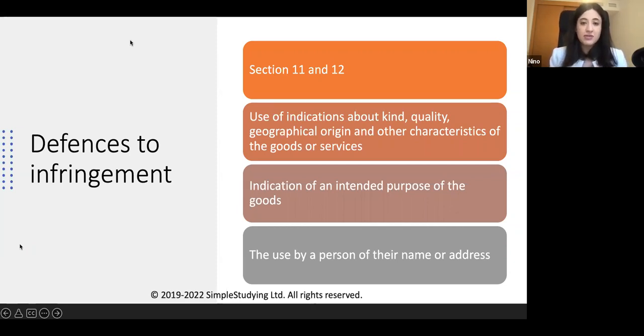Another defense that you can mention is indication of an intended purpose of the goods. So if someone is simply indicating the purpose of what the product is doing, the product's purpose, that can also be a defense. The use by a person of their name or address. If someone is using their own name and it coincides with another person's name who is already selling products with a registered trademark, that can also be a defense. Infringement proceedings cannot be brought in those kinds of cases.